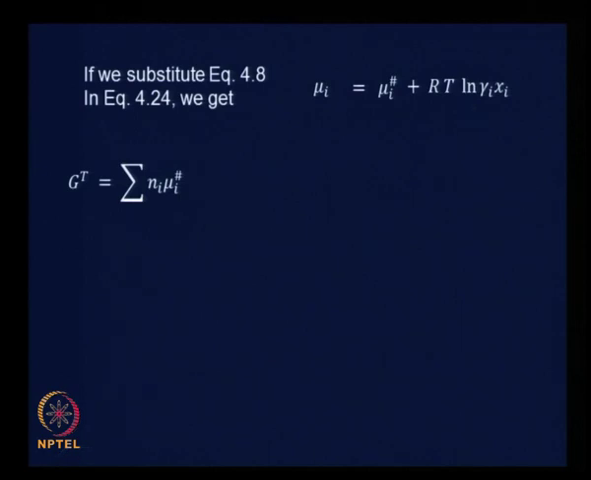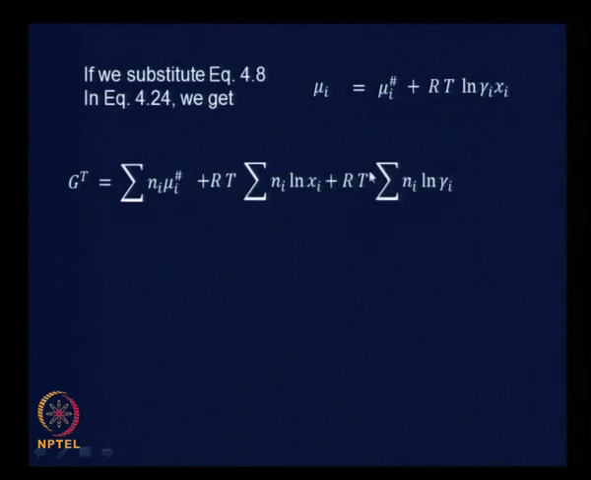Therefore, if you multiply each term by N_i and sum it over all i's, we would get the sum over N_i mu_i hash, which corresponds to this term, plus RT times the sum over N_i ln x_i, which corresponds to this term. We will take that first. It will be actually the sum over RT N_i ln x_i. RT is common, so RT comes out, plus in similar fashion RT comes out here, the sum over N_i ln gamma_i. Let us call this equation 4.25.